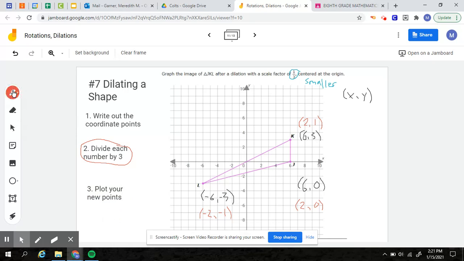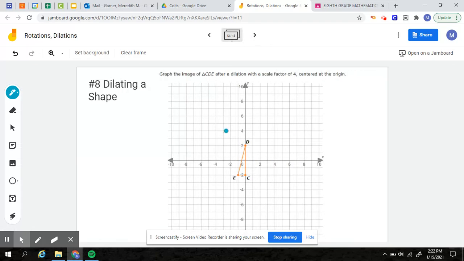Okay, so we're going to take those 3 points that we just created and we're going to plot those. So 2, 1, so over 2, up 1, 2, 0, so over 2, and then finally -2, -1. So left 2, down 1. Once I have my 3 points, I'm going to go ahead and connect them. And you should notice that this blue triangle, it's the same shape. It's facing the same way, right? The pointy side is still facing down towards the left. The only difference is it's now 1/3 the size of the pink one. Okay, so that's going to be our new shape after it's gotten 1/3 the size.